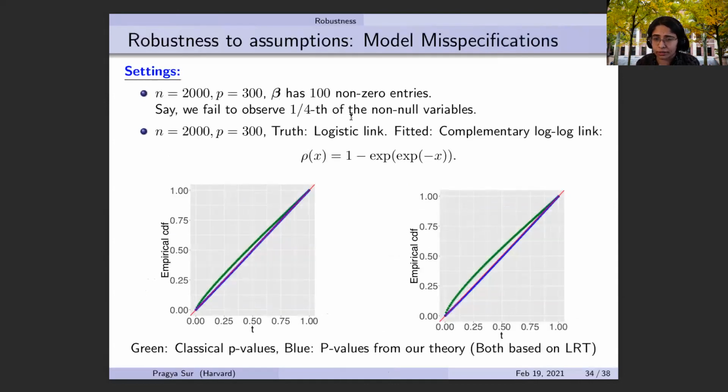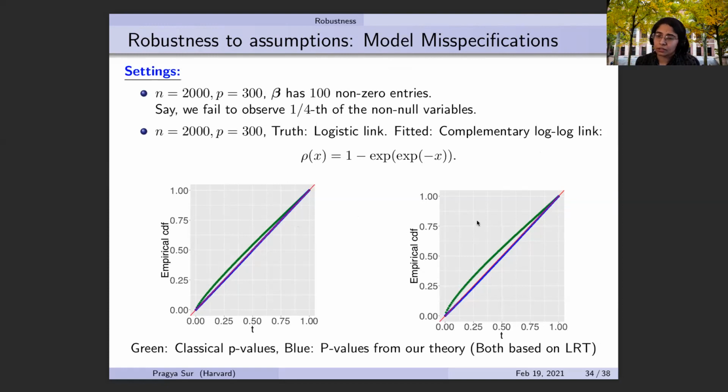The next robustness check is what happens if the model is misspecified. There are two settings I tried. First is when, let's say, 1/4 of the variables that were important during the data generation, I drop them. I pretend as if I did not observe them. That's the setting on the left. The blue points are our method and the green are the classical method. The other one is misspecified in the sense that the link is the complementary log-log link, let's say, instead of the logistic link.